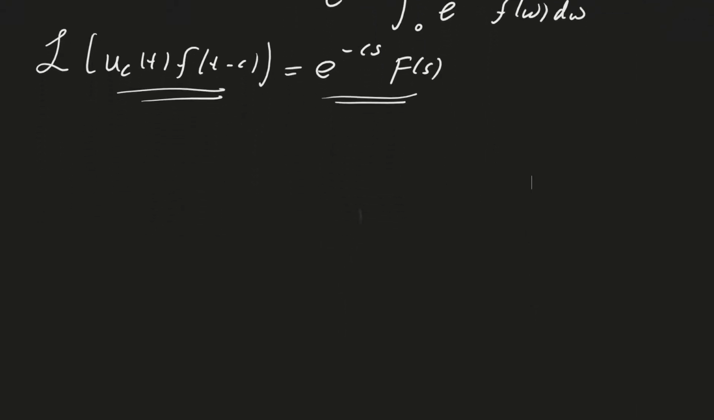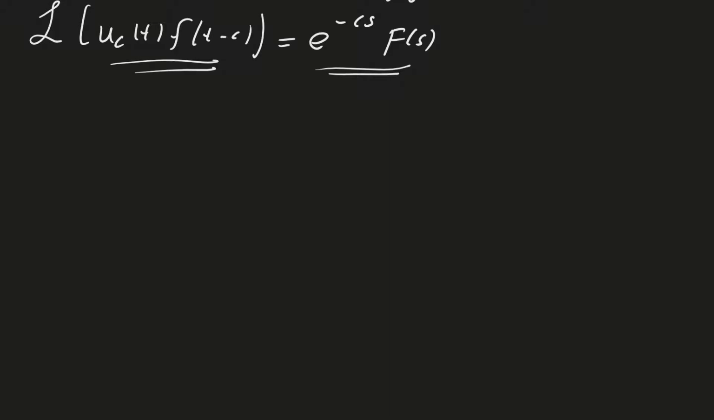In the last video, we showed that the Laplace transform of u sub c of t times f of t minus c is equal to e to the minus cs F of s. And so we want to use this to find the Laplace transform. Use the table to compute the Laplace transform of u sub 3 of t times t squared.